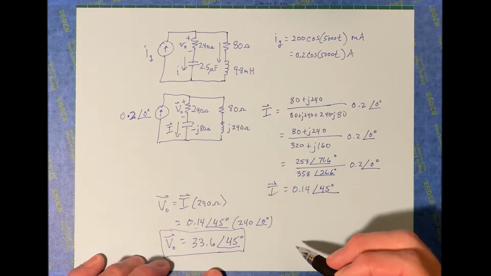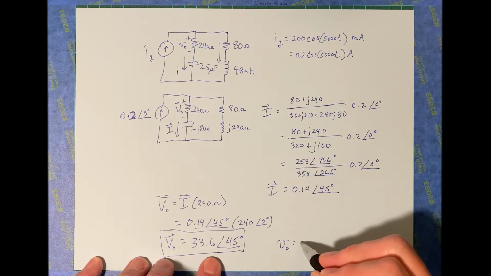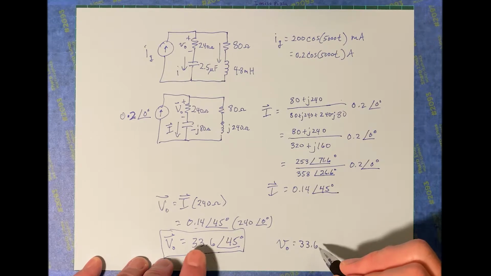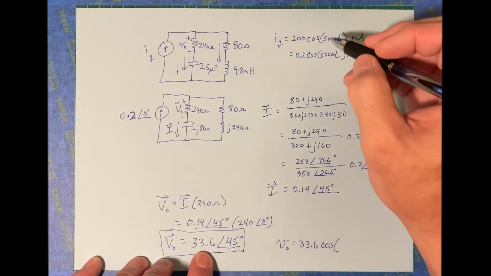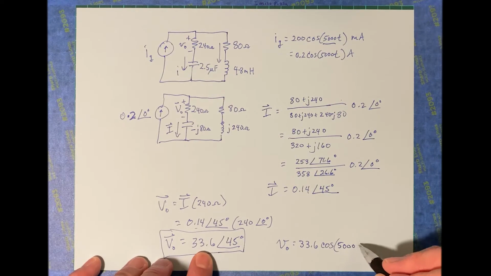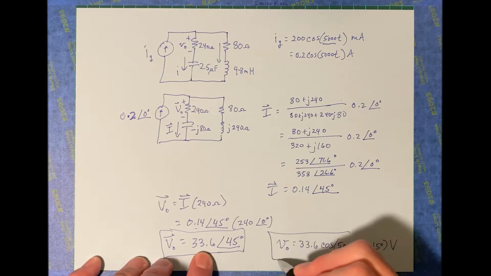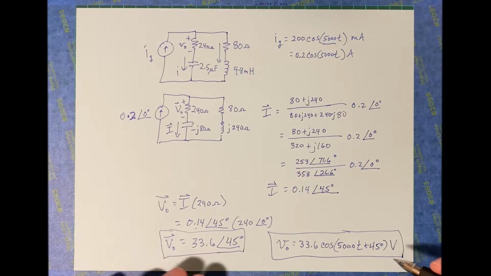But we need to convert that back into time domain, so that's V naught equals 33.6 times the cosine of, what was our omega? There it is, 5,000 t plus 45 degrees volts. And there's our final answer in the time domain. Okay, so we're done with that problem right there.